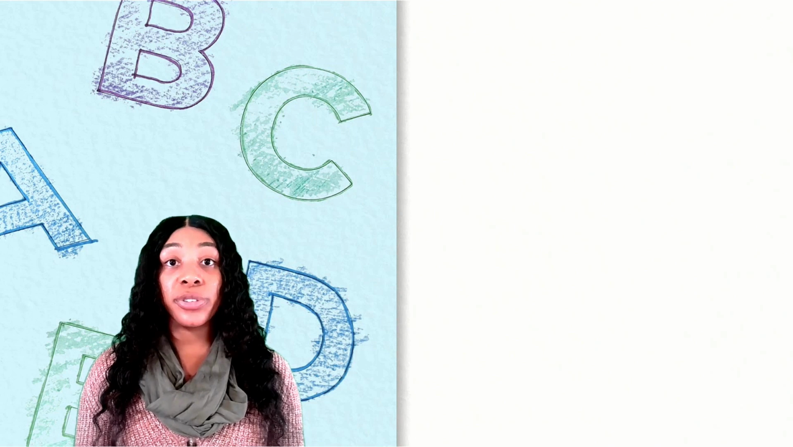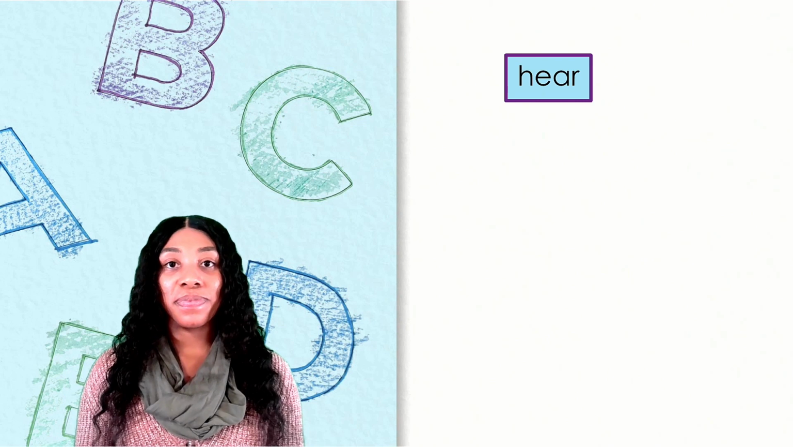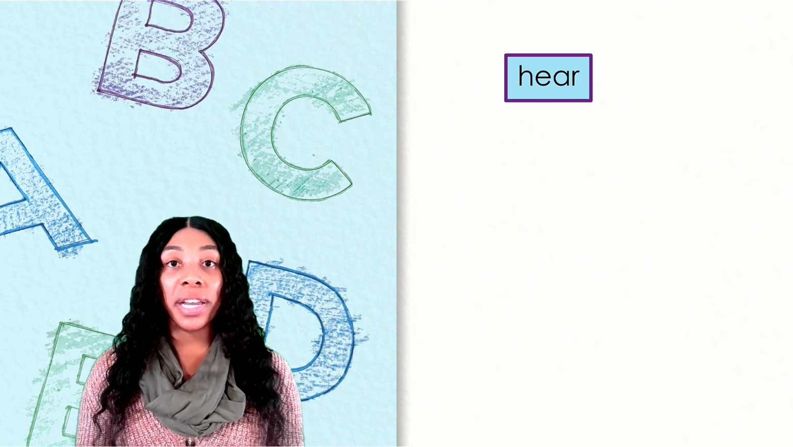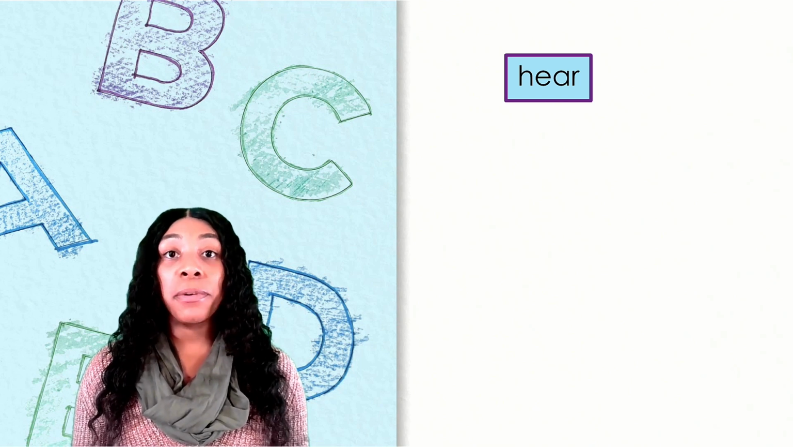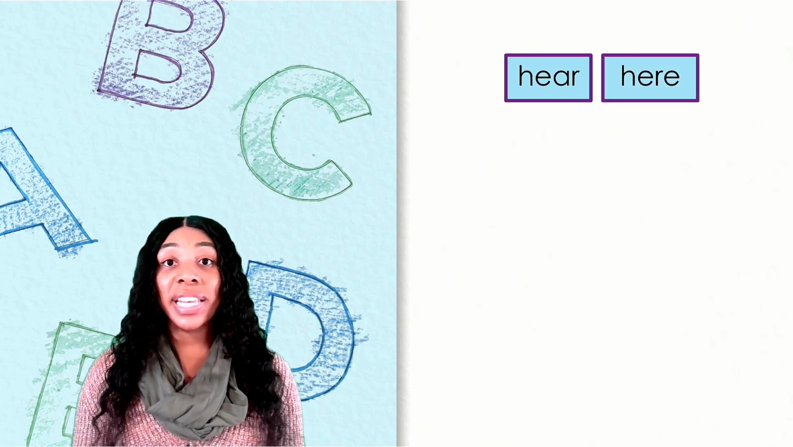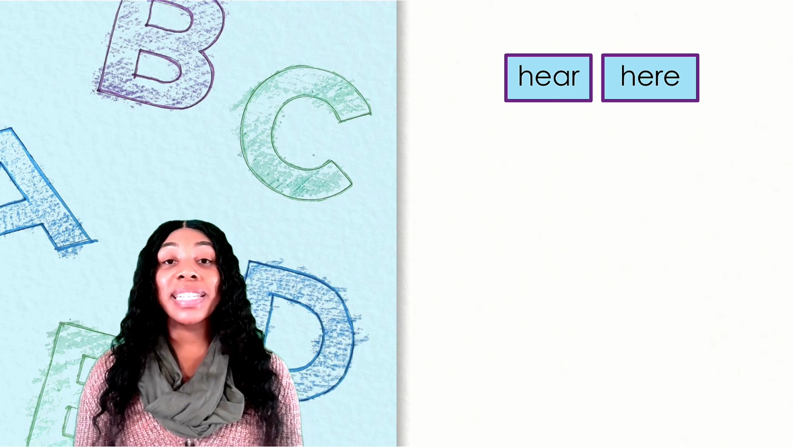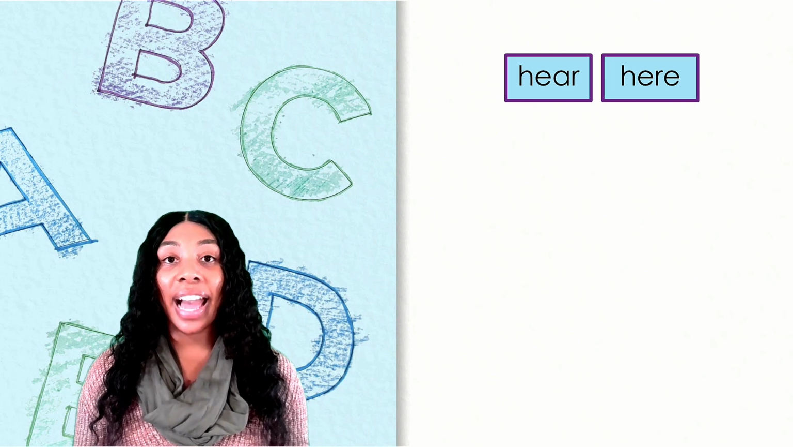Let's take a look at these 2 words. What does this here mean? Here spelled with an E-A in the middle means to use your ears to notice the sound. An example is, I hear the bell ring. What do you think this here means? Here spelled this way means a place or position. Like in this sentence, I found my lost hat over here.